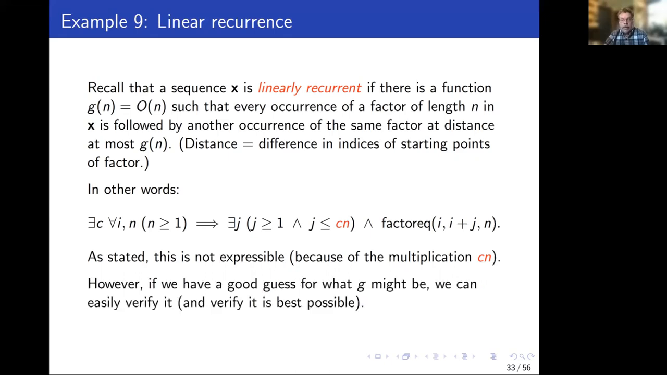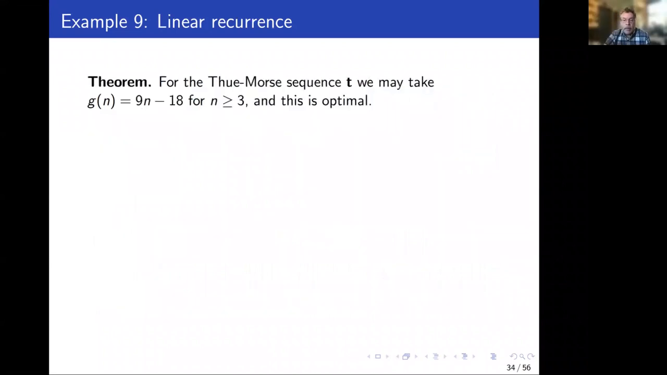But if we have a good guess as to what G might be, we can easily verify this guess. So if we knew C was 10, we could just type this in with C replaced by 10, and then it is a first order statement in our theory because we're only multiplying by a constant. Furthermore, we can verify that it's best possible. I won't go into the exact details, but this can be done. For the 2A Morse sequence, it turns out that G of n is 9n minus 18 for n greater than or equal to 3, and this is optimal.